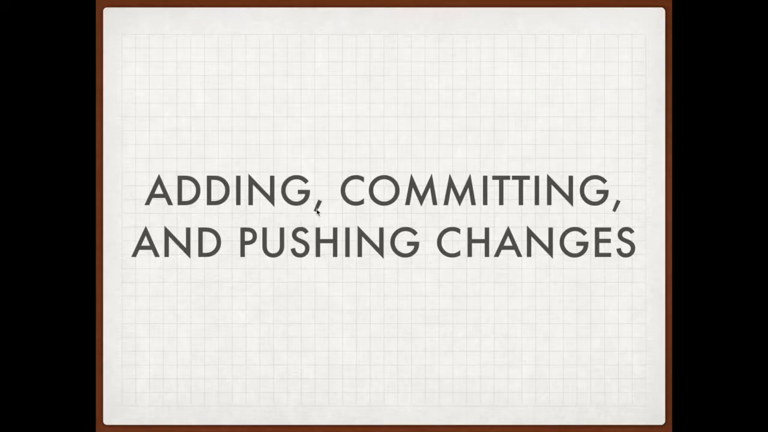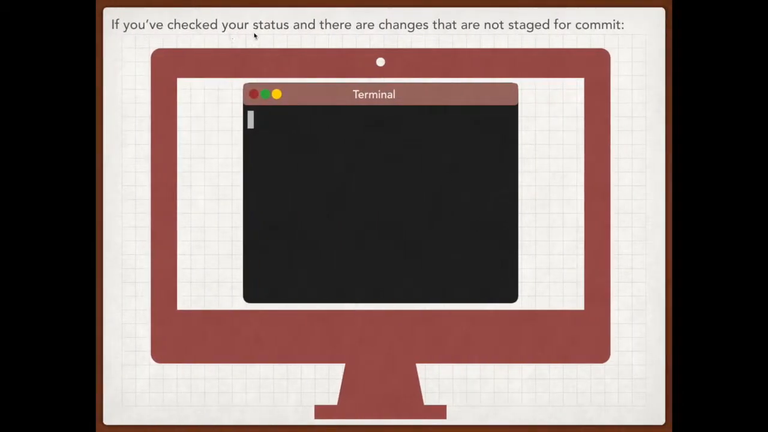So now let's talk about adding, committing, and pushing the changes. If you've checked your status and there are changes that are not staged for commit, like we saw on the last slides, this is what we need to do. First of all, we need to git add. We need to stage or add our file that has been edited. You'll do that by typing git add and then whatever the file name is. When you run git status, it will give you the file name you need to add in red. So you can put that file name right here.